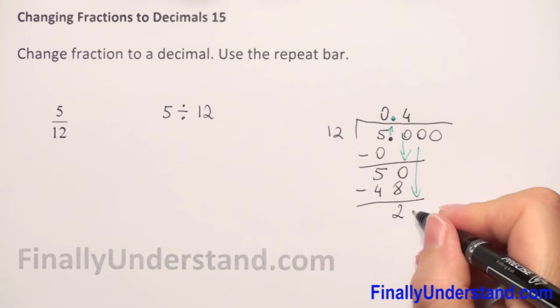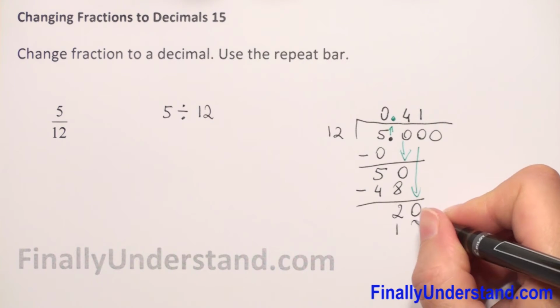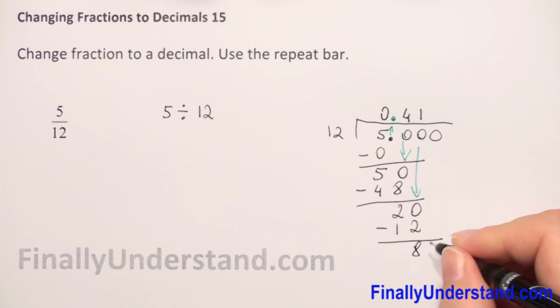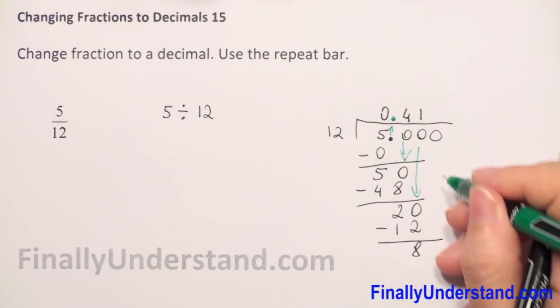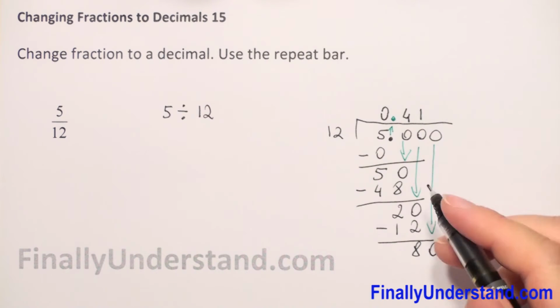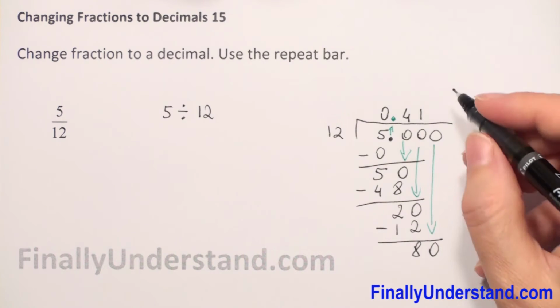So we have 20 divided by 12 is 1. 1 times 12 is 12. Subtraction. So it will be 8. We take down the next digit. So it will be 80 divided by 12 is 6.